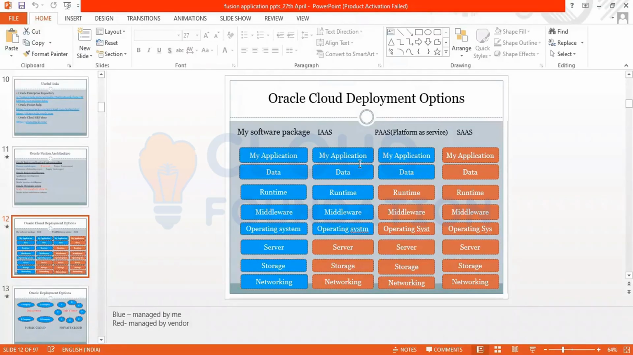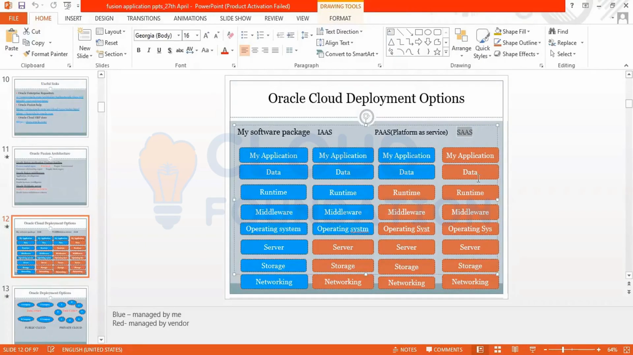When you talk about infrastructure as a service, the application, data, runtime, middleware and operating system are managed by me, and server, storage and networking are managed by the vendor. When you talk about platform as a service, my application and my data are managed by me and the rest of the things are managed by whom? By the vendor. And usually this is SaaS. SaaS is software as a service. The application, data, runtime, everything is managed by the vendor. Nothing is managed by me.